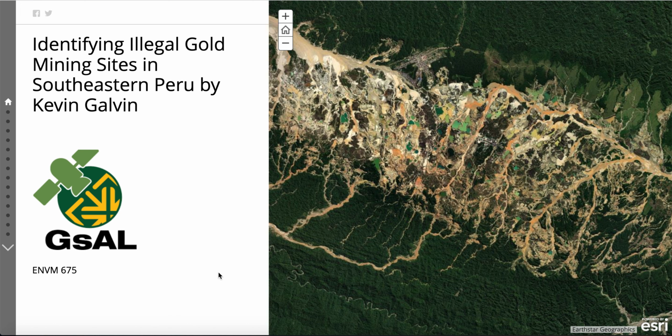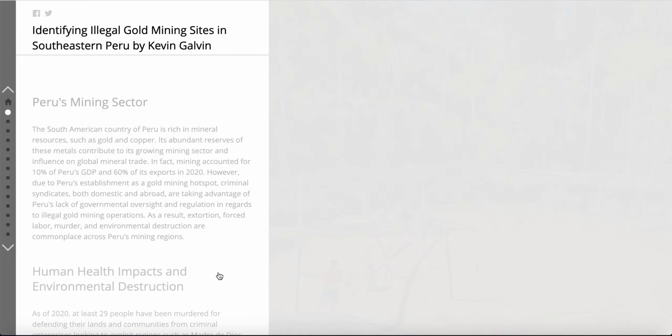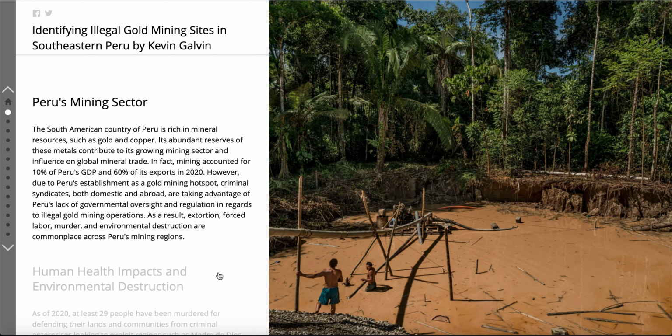Hello, my name is Kevin Galvin and I will be presenting my project on identifying illegal gold mining sites in southeastern Peru. Over the past several decades, Peru's establishment as a gold mining hotspot has led to an increase in illegal gold mining, bringing with it extortion, forced labor, murder, and environmental destruction, as you can see on the right.